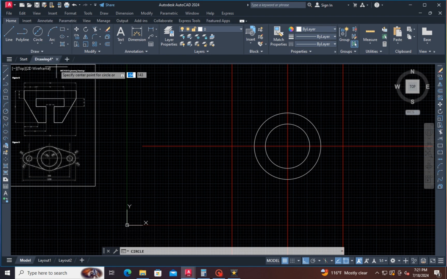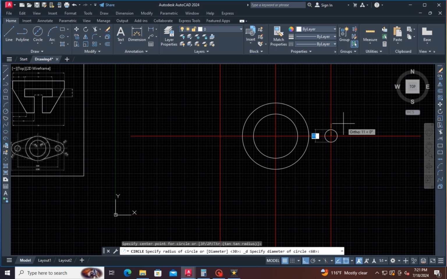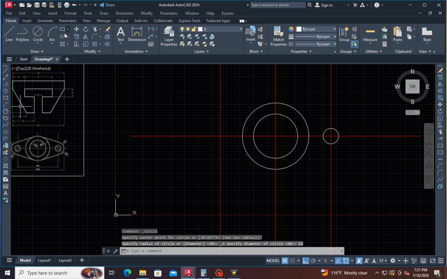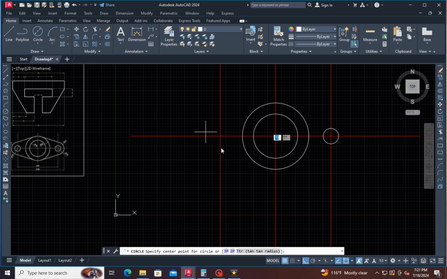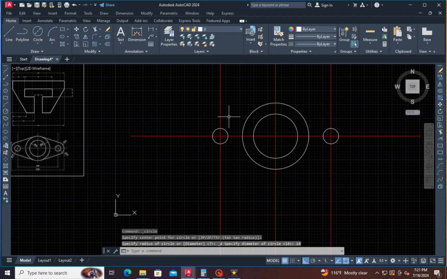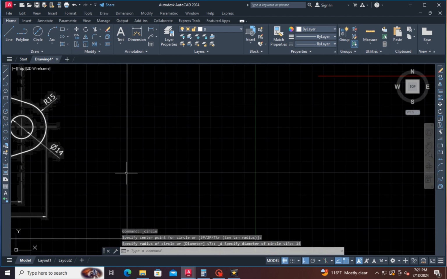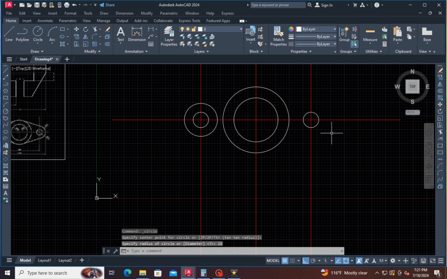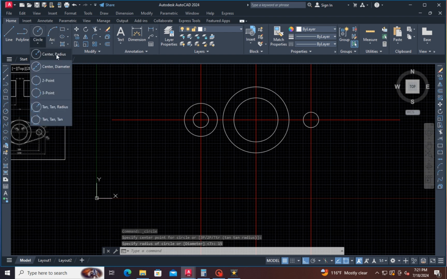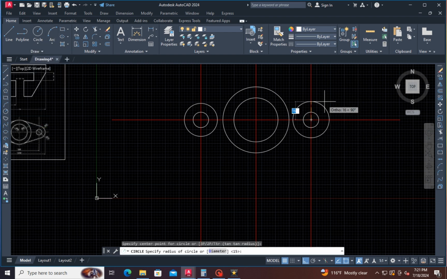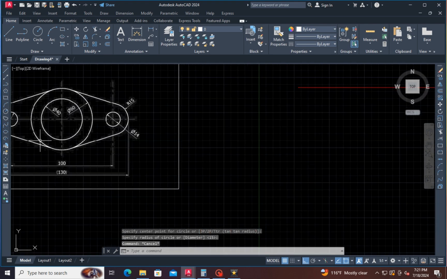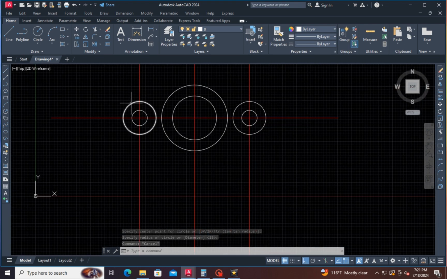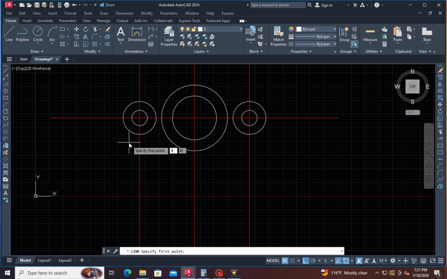And then make small circles on both sides. Then we will meet each other. This is also a circle. And now both sides we have to make these circles. After completing the circles, we will join these circles by the line command and tan tan points, the tangent points.